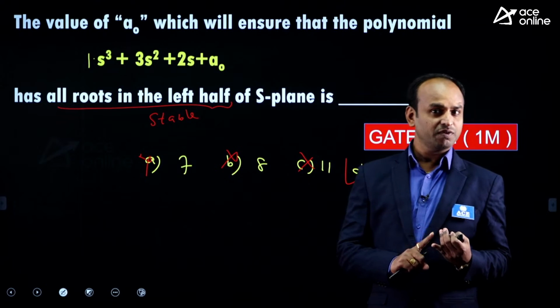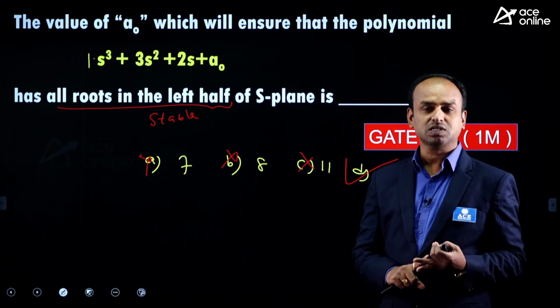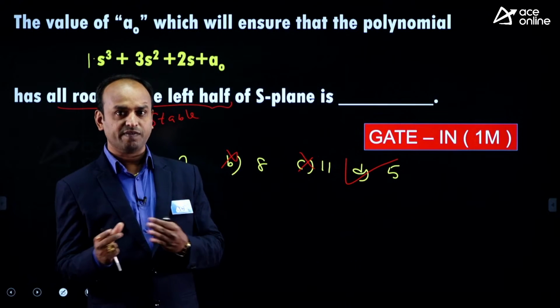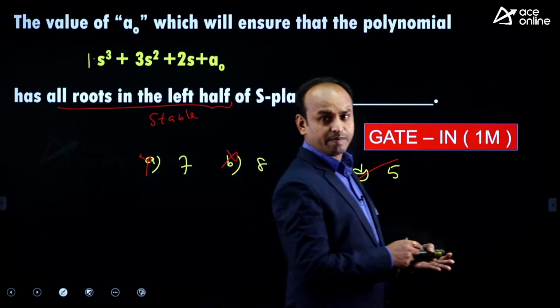So I started with the interview questions. What is a stable system? What is an unstable system? What is a marginally stable system? With 2-3 definitions, different definitions, and also with the animation.